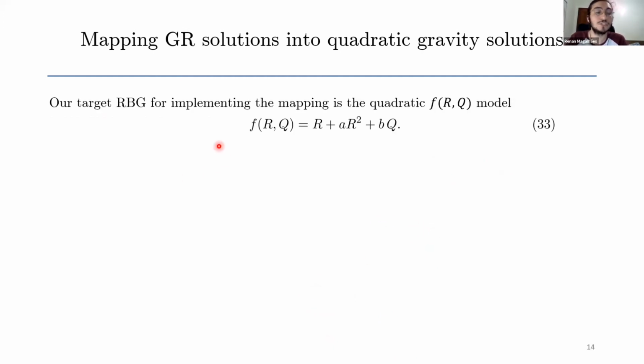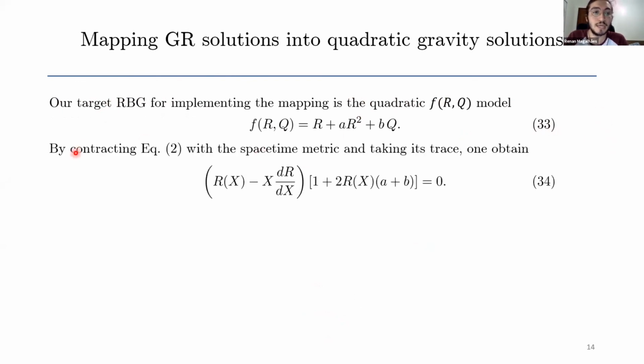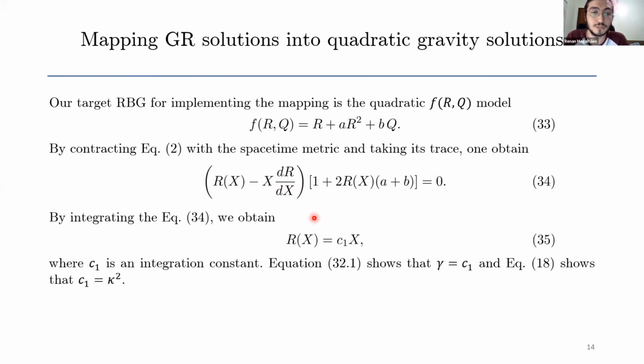Okay, today our target, Higgs-based gravity, for implementing the mapping is the quadratic f(R,Q) given by equation 33. Contracting the metric equation with the spacetime metric, we obtain equation 34, a differential equation for the capital R. One can solve this equation to find equation 35, where we find that the curvature scalar is linear in the kinetic term capital X.